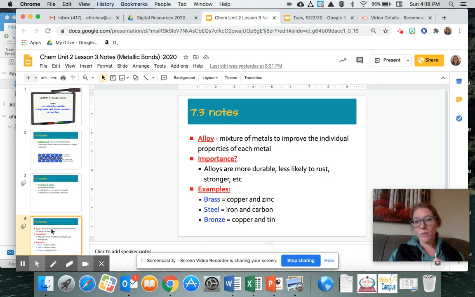So last unit, when we talked about elements, compounds, and mixtures, these three examples would all be mixtures. Those metals are melted down, they're mixed together, and they are not chemically bonded, but rather just physically mixed together.